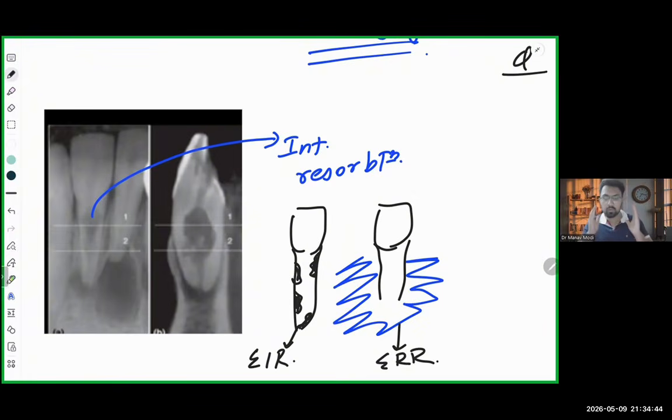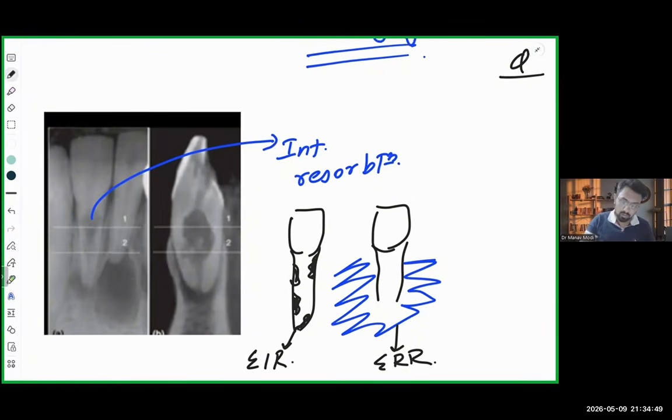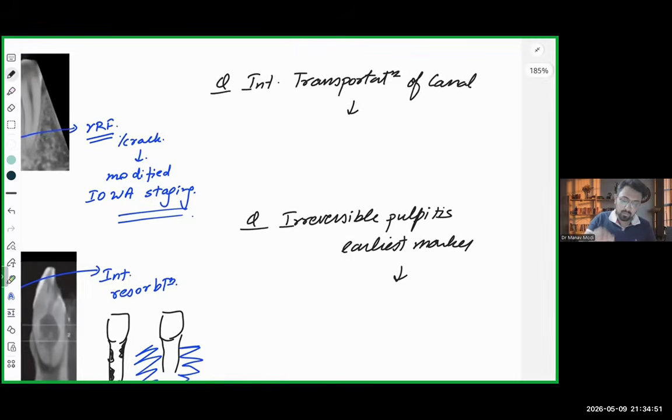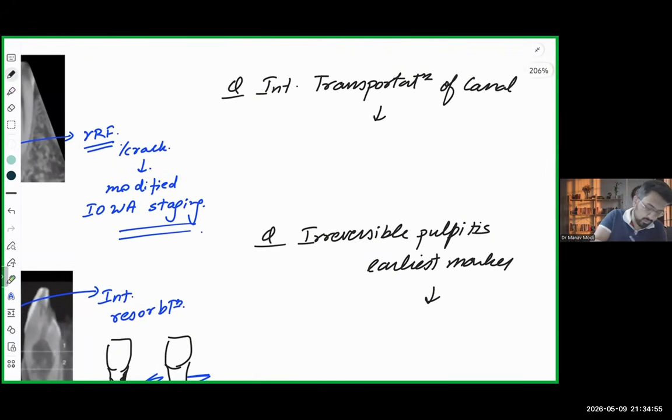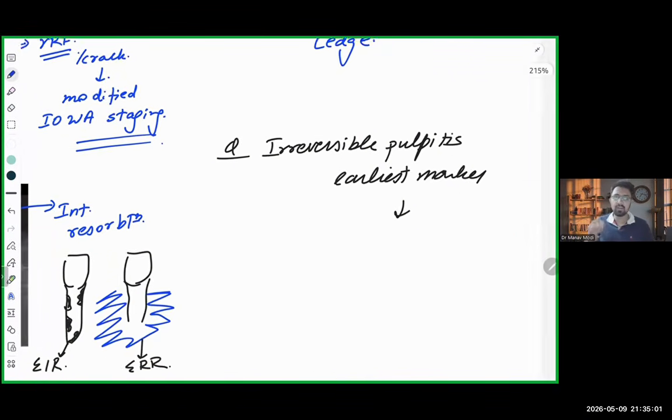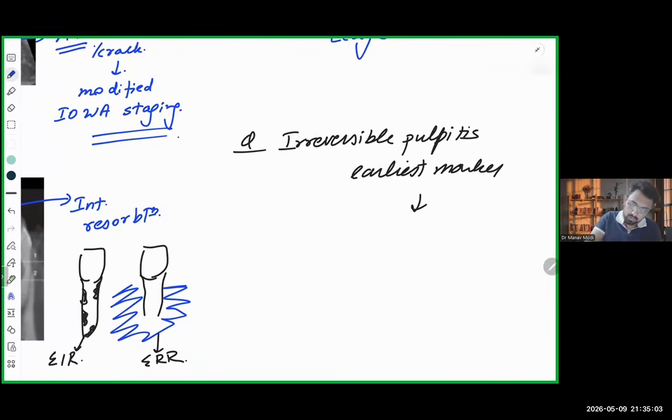Guys, make note of these three image-based questions. These are highly important. Now let's see some questions. So internal transportation of canal is what? It is ledge. And irreversible pulpitis earliest marker is calcitonin gene related peptide.